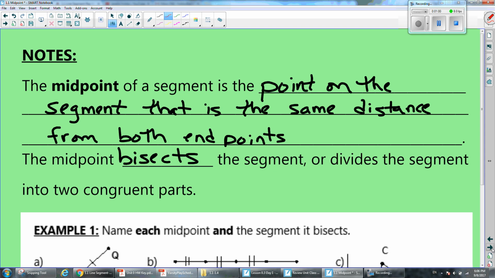So the midpoint, think middle, of a segment is the point on the segment that's the same distance from both endpoints. It's right in the middle. The midpoint bisects the segment. Here's our prefix bi. That means it divides the segment into two congruent parts. It cuts the segment right in half.